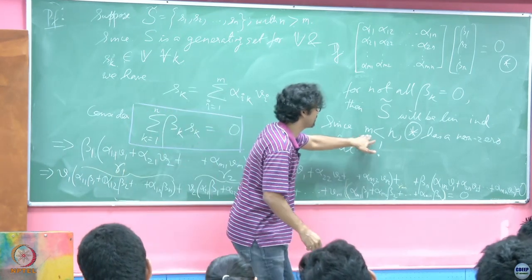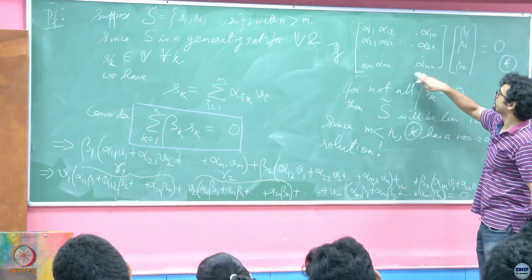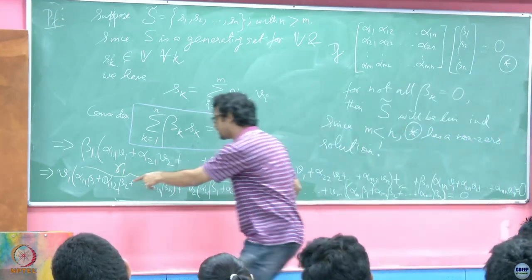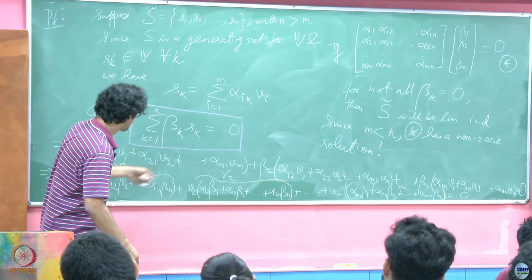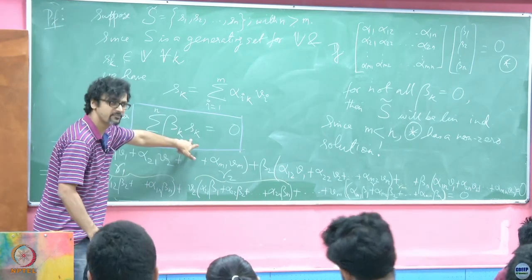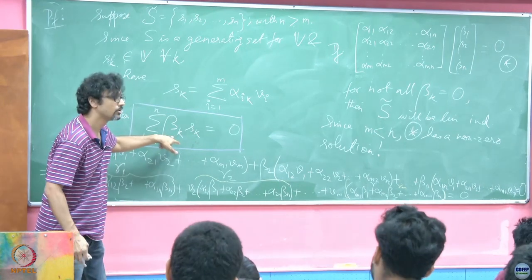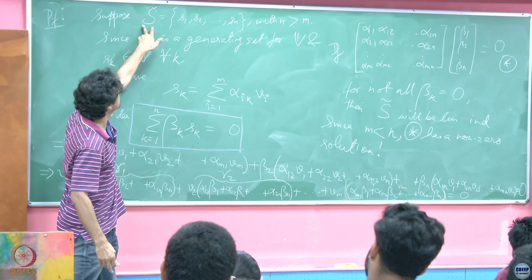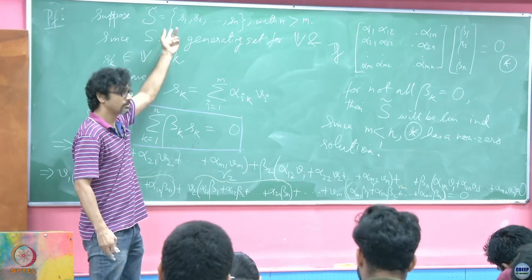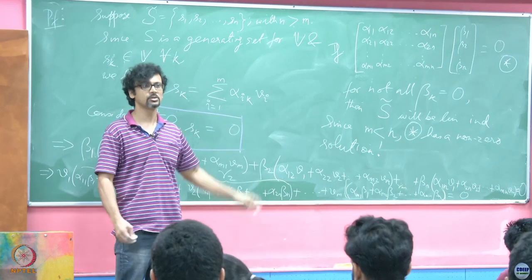And we are done. You can just write up the next few steps. The point is, since m is less than n, there do exist non-zeros that make this vanish. If this vanishes, it means each of these coefficients vanish. If each of these coefficients vanish, that means this must vanish, and this must vanish. But then, not all of the betas are 0. Therefore, the set S tilde, which had contained more elements than a generating set, must also vanish.